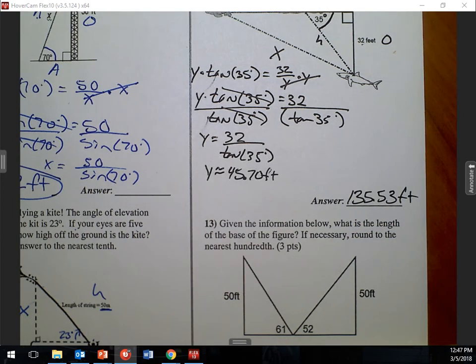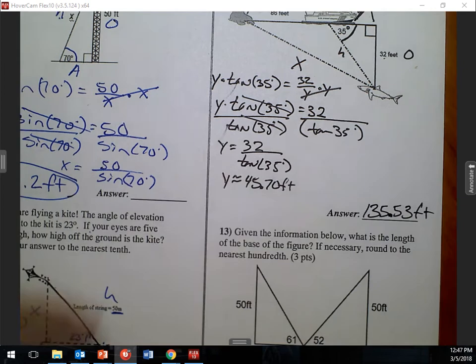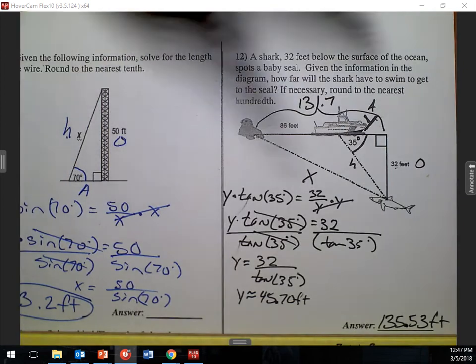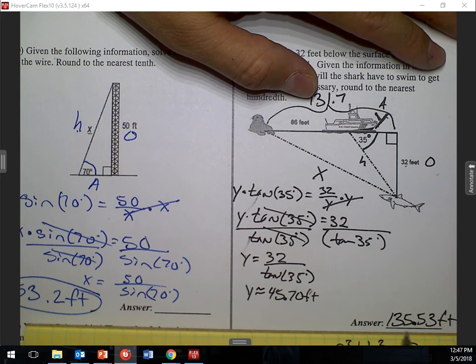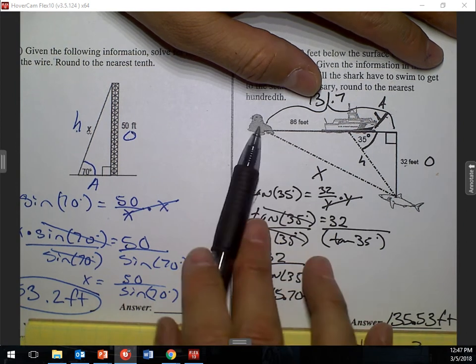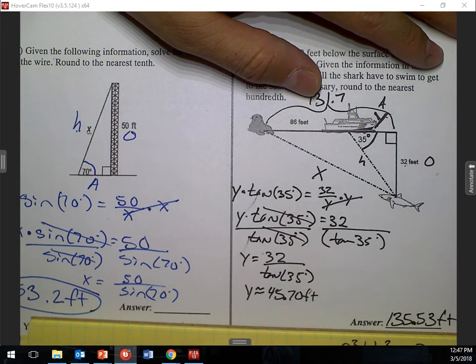There we go. Now, let's see. So 135 feet. That comes out to be about, divide that by 3, it's going to be a little bit less than 40 yards. So, it's actually, it's really not that far.